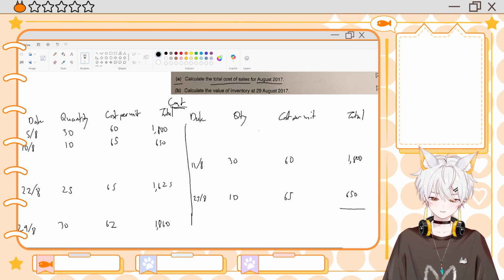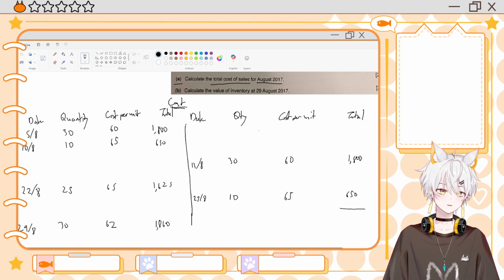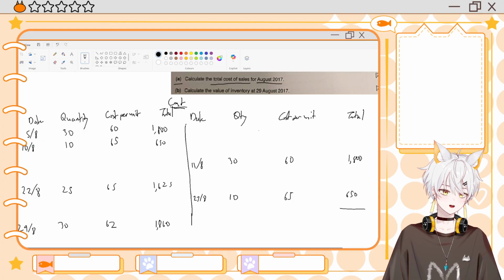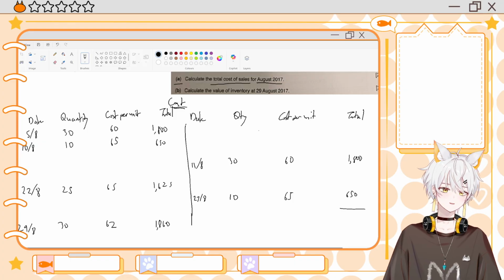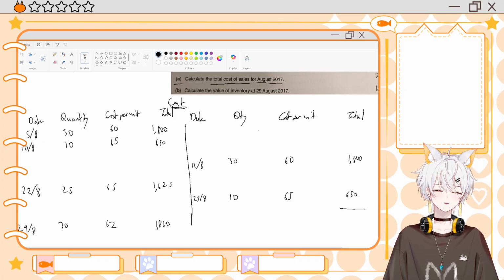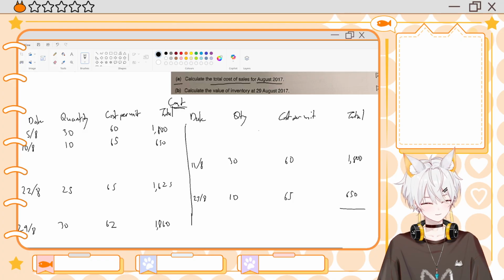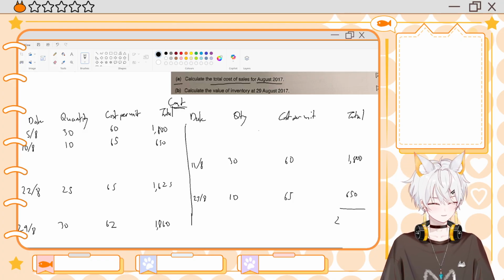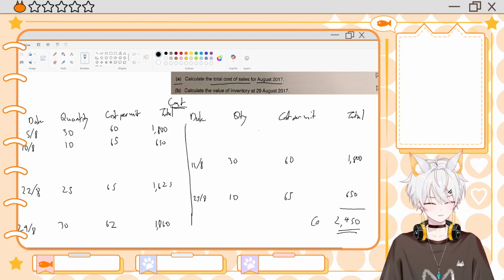Okay, not what I sold it at. No, that's the selling price. That's what you call revenue. Cost of sales, you deduct from revenue to get your profit. Oh, okay. Understood. So cost of sales will be 1800 plus 650. So how much is it? It'll be 2450. Then that is your answer for A.